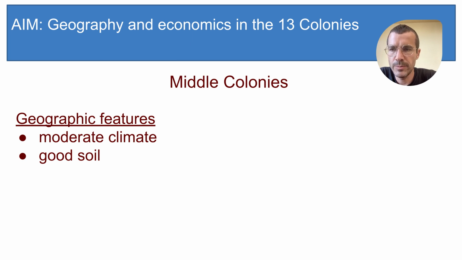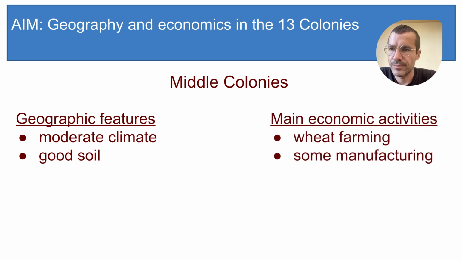The soil in the middle colonies was pretty good for growing crops. As a result, the middle colonies became the main center in British North America for growing wheat, which was used to make bread. Sometimes people called the middle colonies the breadbasket of colonial America because so much wheat was grown there. There was also some manufacturing in cities like New York and Philadelphia.